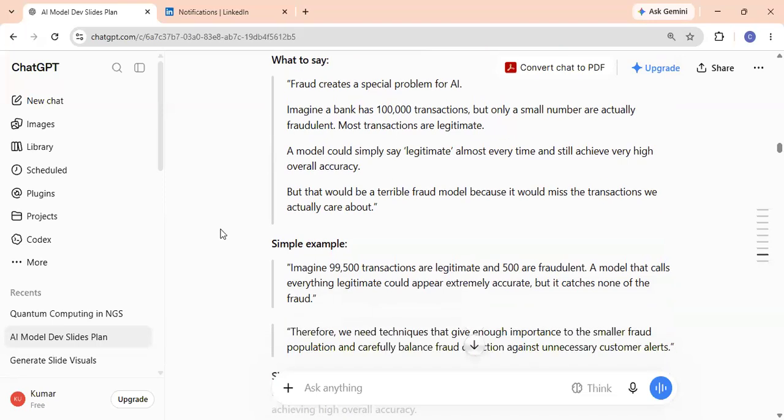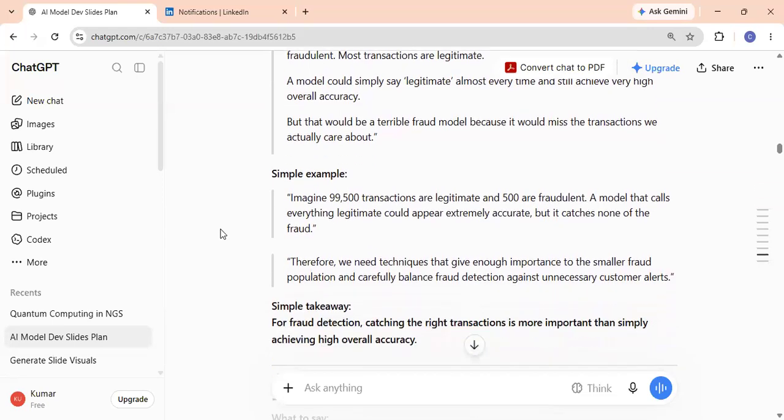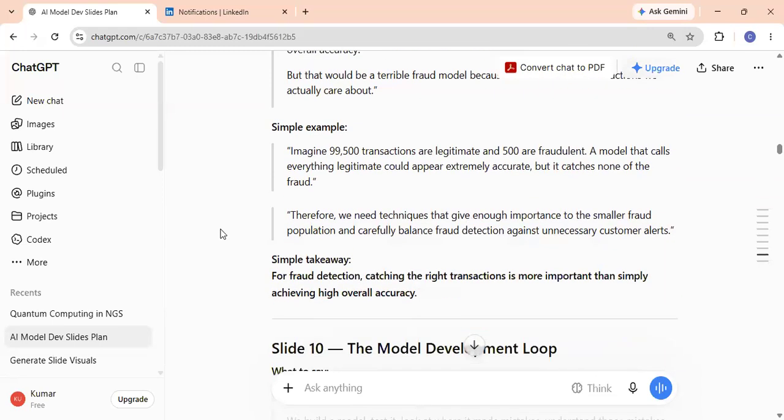So let us say it has got only 10% transactions out of 1 lakh records, right? Then you can't trust the model is going to work for real, more fraudulent transactions, right? We need to change the scenario in such case, the data set scenario, right? Then imagine 99,500 transactions are legitimate and 500 are fraudulent. A model that calls everything legitimate could appear extremely accurate, but it catches none of the frauds.